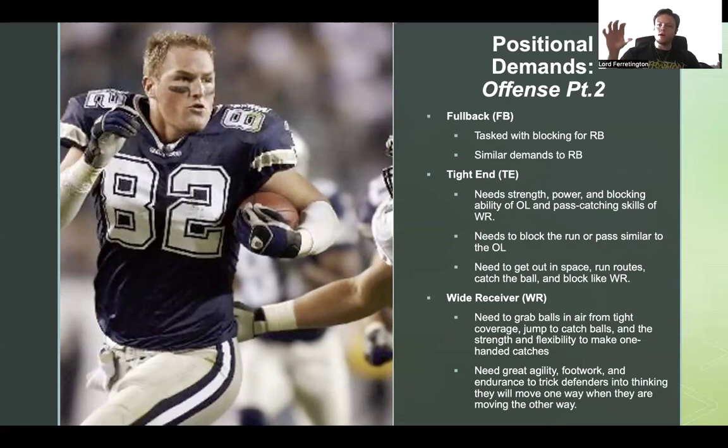Then you have tight ends who have the strength, power, and blocking ability of the O line, and the pass catching skills of the wide receiver. Now, they need to get out into space and run routes like a wide receiver, and need to block the run or pass like the O line. Wide receivers, they need to be agile, quick. They need footwork, endurance. They need to be able to trick defenders. They need to be able to jump through coverage, get balls, you name it. Think Tyreek Hill, think Jerry Rice.